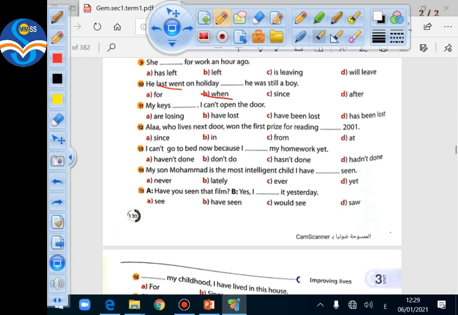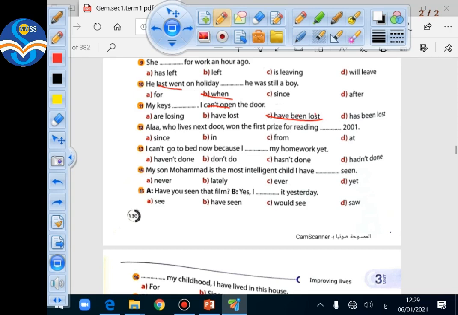"My key is A. I cannot open the door." This happened in the past. He lost his keys and its effect is still happening till now because he cannot open the door. So I will say "my keys have been lost", and this is passive because he started with the object. So I should put the helping verb to be in the present perfect, and a verb in a past participle form.